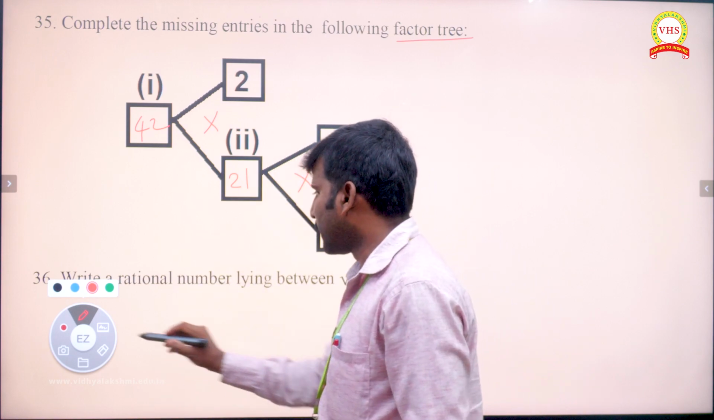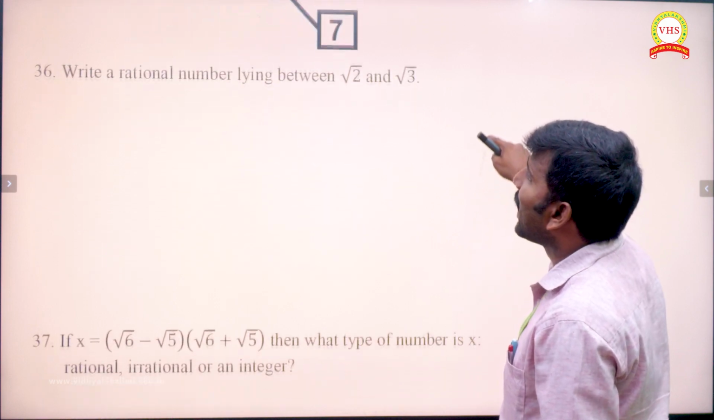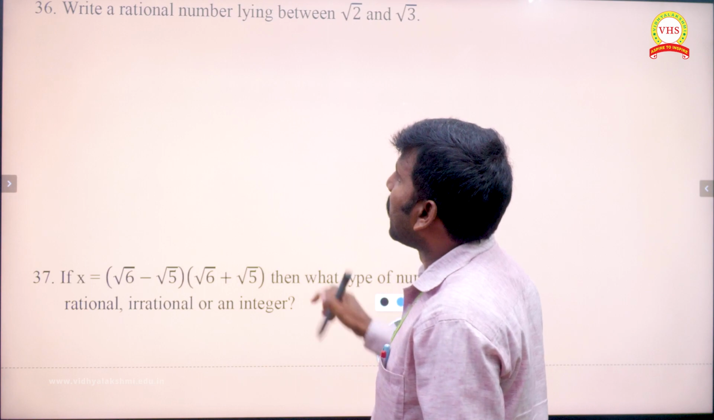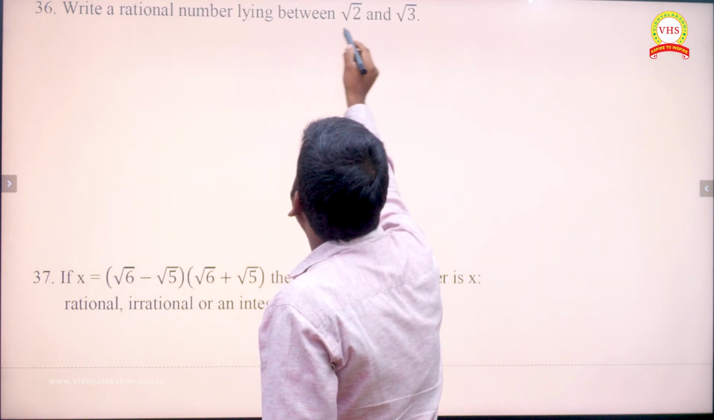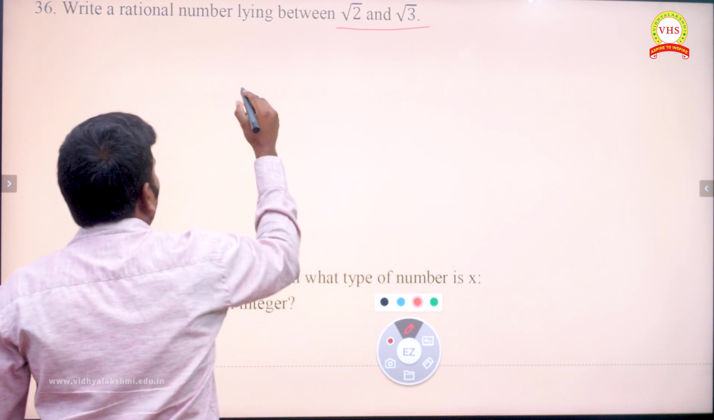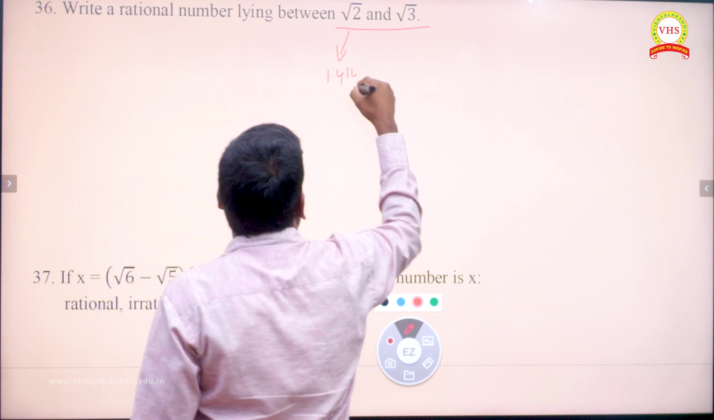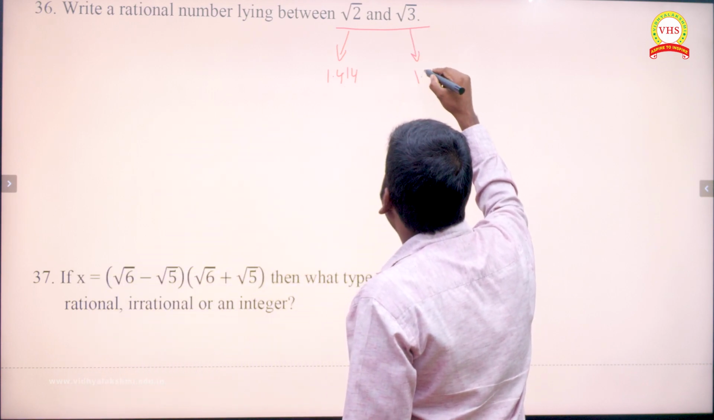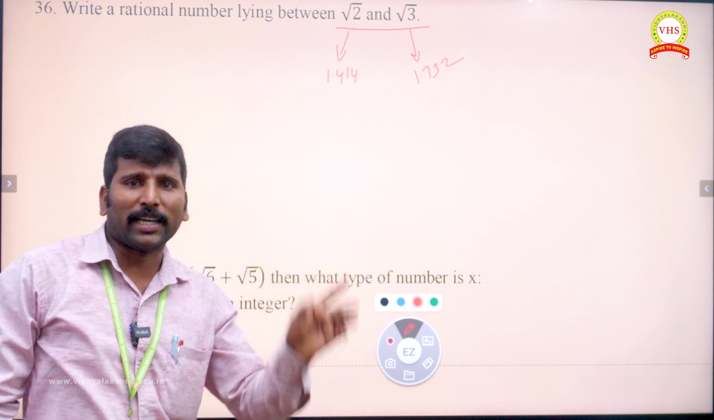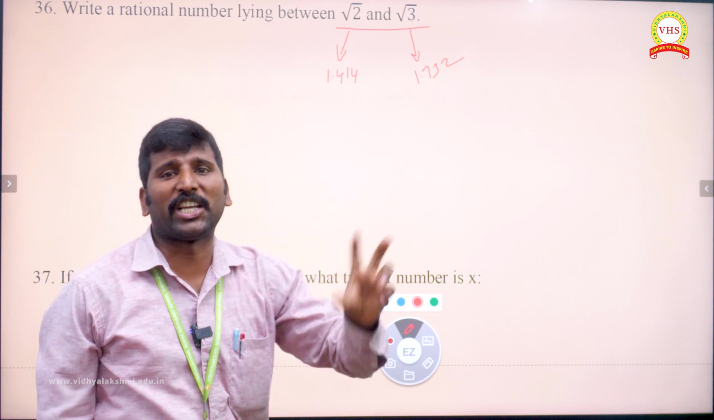Okay. Right. Next, what they are asking, question number 36. Write a rational number lying between root 2 and root 3. Root 2 in the sense 1.414. Root 3 in the sense 1.732. In between these two, they ask for a rational number.